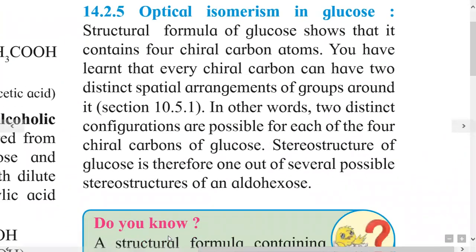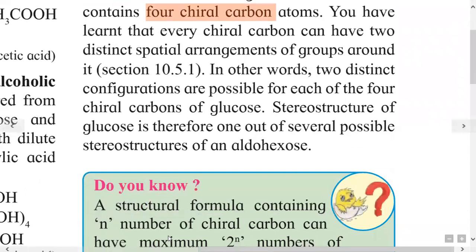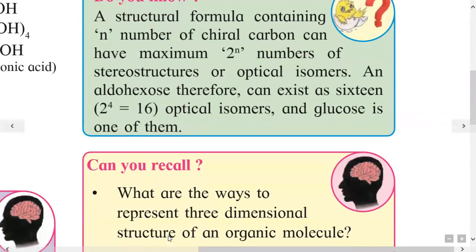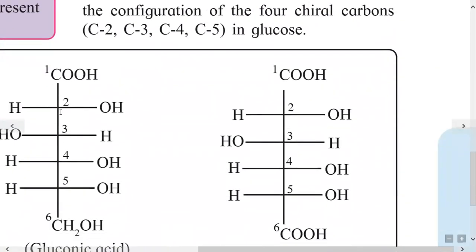The structural formula of glucose shows that there are four chiral carbon atoms. A chiral carbon atom means a carbon bonded with four different groups. That is called a chiral carbon, or also called an asymmetric carbon atom. So this structure we can observe for glucose contains four asymmetric carbon atoms.